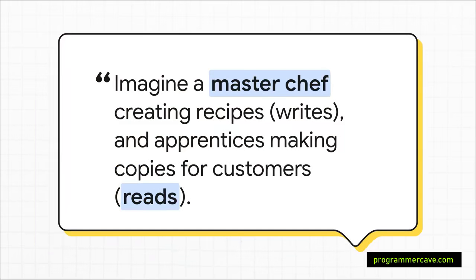A really great way to picture this is to think of a busy restaurant. You have one master chef. They are the only one creating new recipes. Those are your writes. Then they hand that recipe off to a whole team of apprentice chefs who do nothing but churn out copies of that dish for all the customers. The apprentices? Those are your read databases. It's this perfect master-apprentice setup.